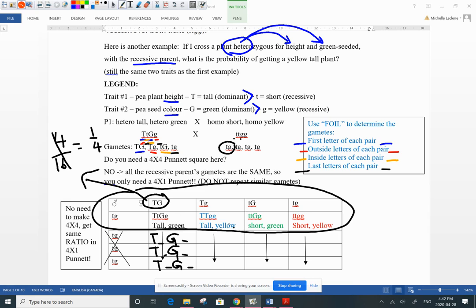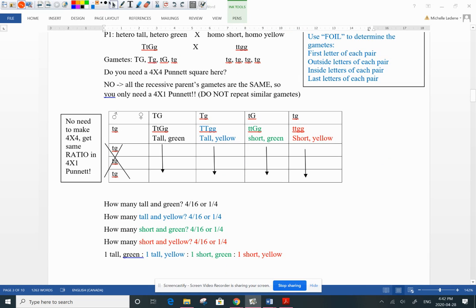1 out of 4 is tall and yellow. 1 out of 4 is short and green. 1 out of 4 is short and yellow. So 25%, 1 out of 4, or 0.25 for each one. No point in you wasting your time doing the 4x4. If you want to do it just to see that the ratios are the same, you can, but by no means do you need to.